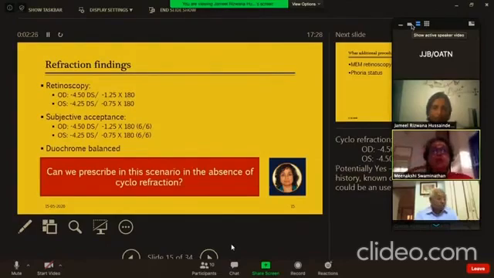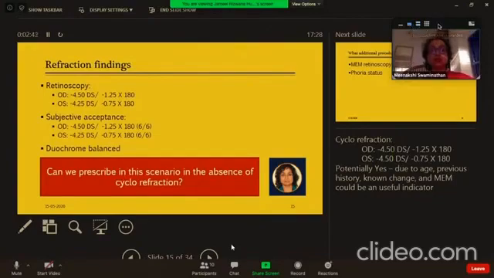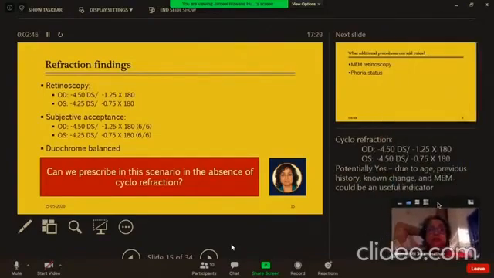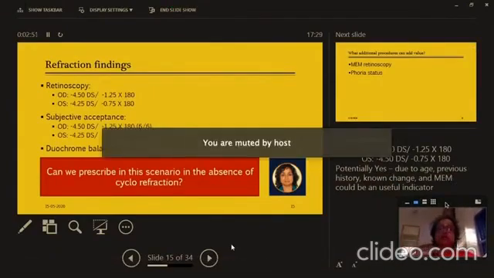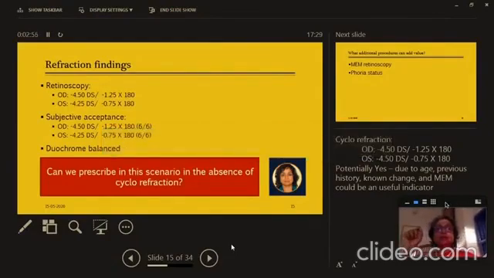Keeping all this in mind, I think it's reasonable to prescribe in this current scenario. A cycloplegic refraction is going to really increase the amount of clinic time for the child, with that much more risk of exposure, etc. I think it's reasonable to prescribe even without cycloplegic refraction in this particular case. Of course, like I already said, keep that component of pseudomyopia in mind, and while you're doing a dry retinoscopy, ensure that you're not missing that.